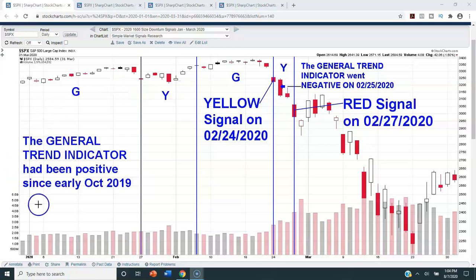And guys, that general trend indicator had been positive since October, and then went negative. So right there, just those two signals alone told us that something was changing in the stock market. And then by the 27th, the signal had gone red, and we can see here that the market fell from there.